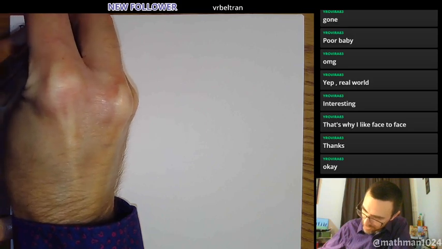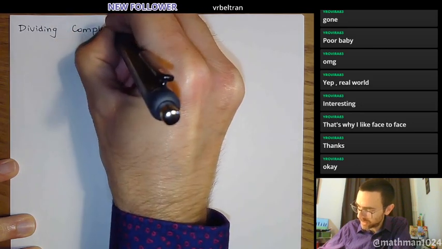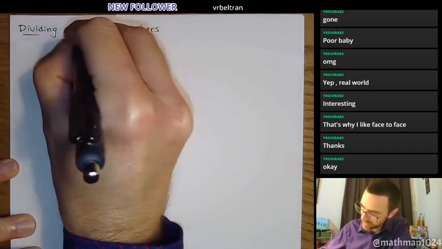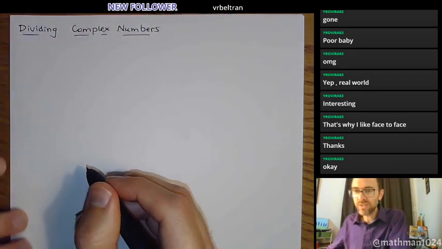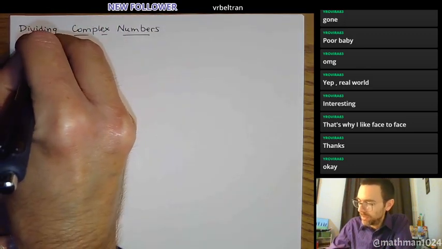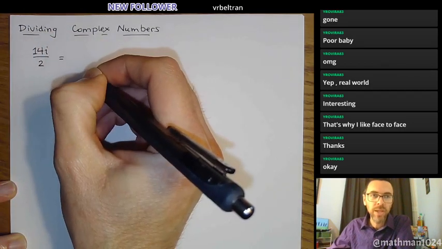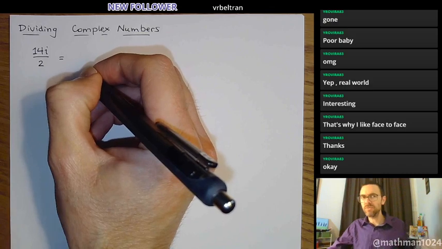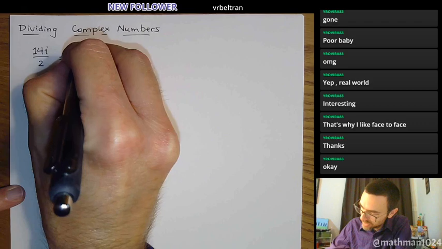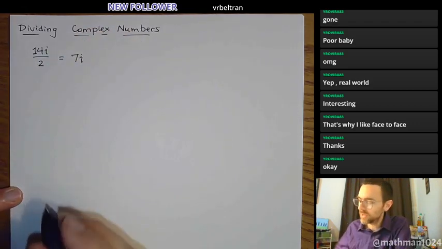All right, so let's look at dividing complex numbers. Now, for the most part, this isn't too terribly bad. If I take something like, say, 14i divided by 2, it should be pretty straightforward. If you think about the i just like a variable, then the only thing you can simplify is the 14 over 2. So we get 7, and then the i just comes along for the ride. Nothing else to worry about.